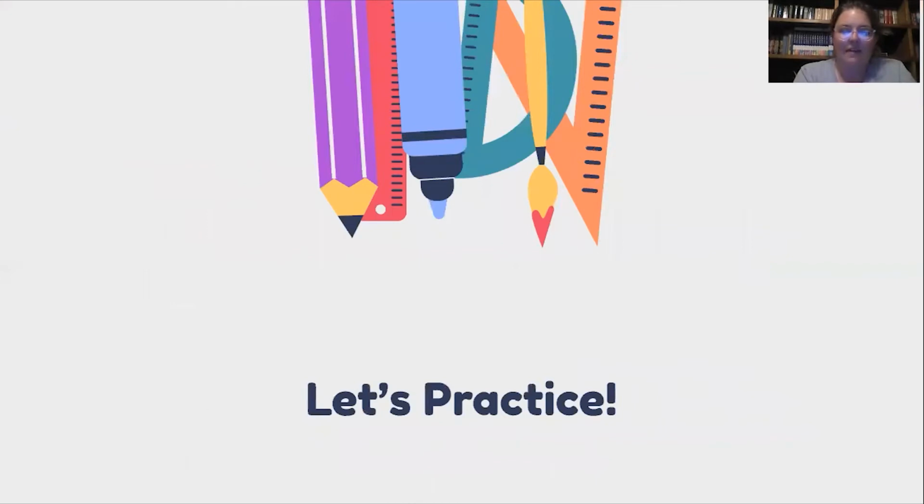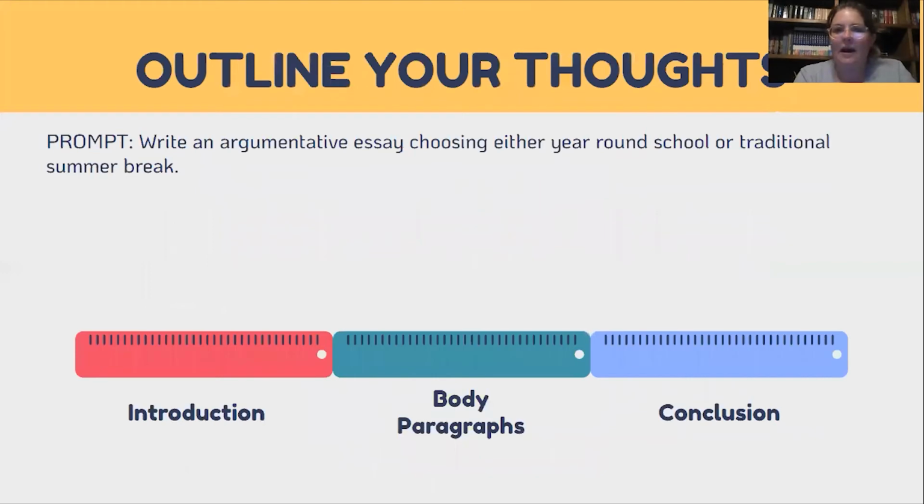Okay, now that we've analyzed how an argumentative essay is organized, let's practice outlining one. In order to outline our thoughts, let's look at the prompt. Write an argumentative essay choosing either year-round school or traditional summer break. So in year-round school, you get about 2 weeks off every 45 days. Okay, so you'd go to school for 45 days and then you'd have 2 weeks off and then you'd come right back.